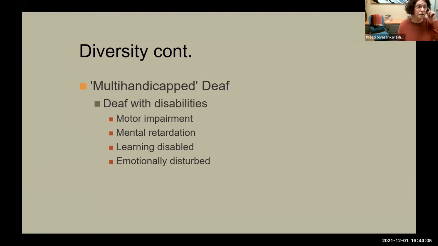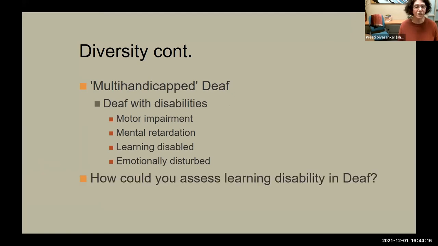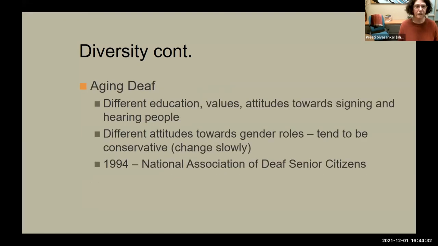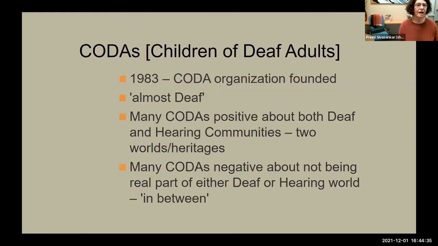And then there's multi-handicapped deaf. These are deaf people with additional disabilities: motor impairment, mental retardation, learning disabled, emotionally disturbed. And questions arise, like how could you assess learning disability in the deaf if you don't have any idea what normal developmental progress would be for a deaf child when that deaf child is not developing normally in the acquisition of a language. Then there's the aging deaf and children of deaf adults, CODAs.